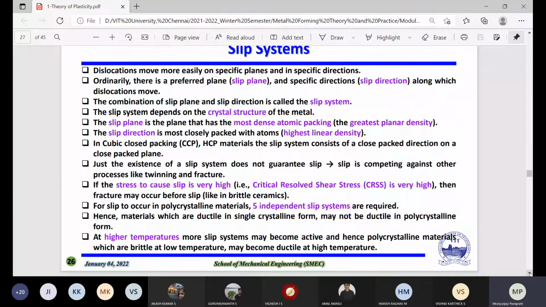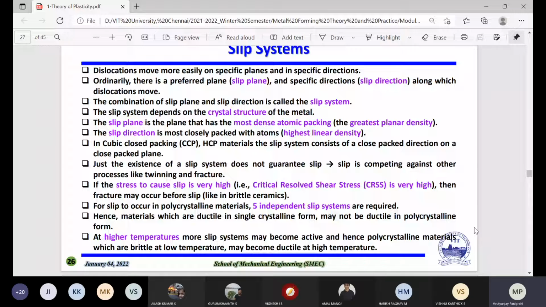Yeah. Then next is we should know about the slip system. We know how the slip actually happens, but we have to understand the basic meaning of slip system. In the slip system we have the slip plane and the slip direction. If we combine both slip plane and slip direction, this is known as the slip system.